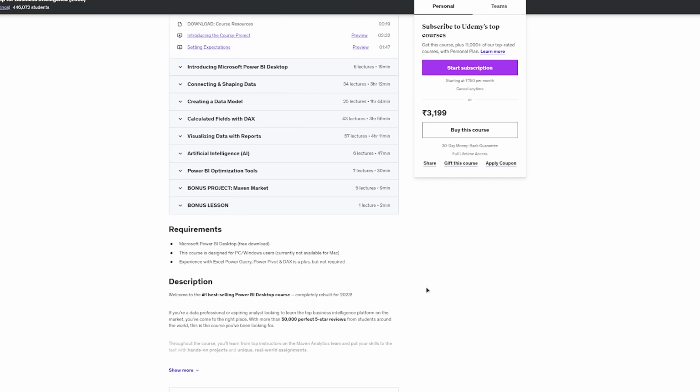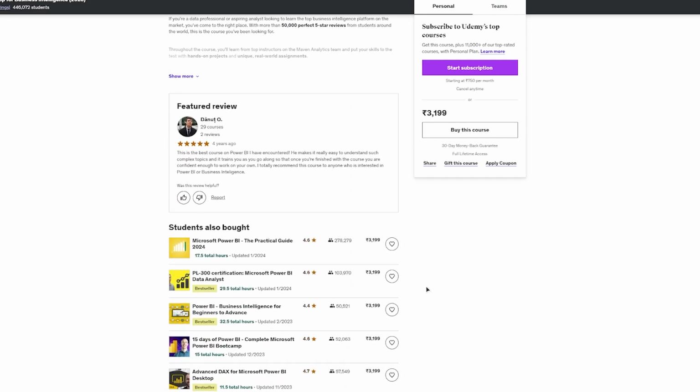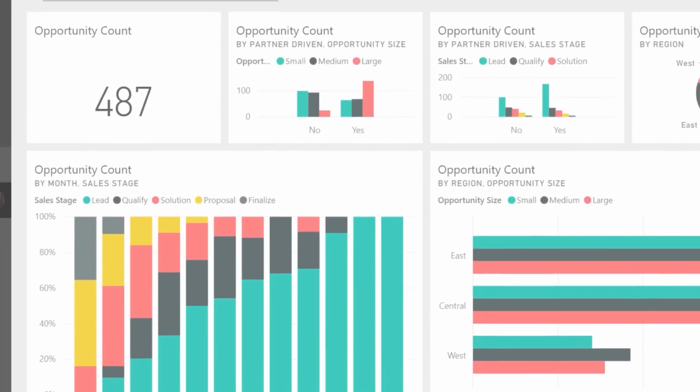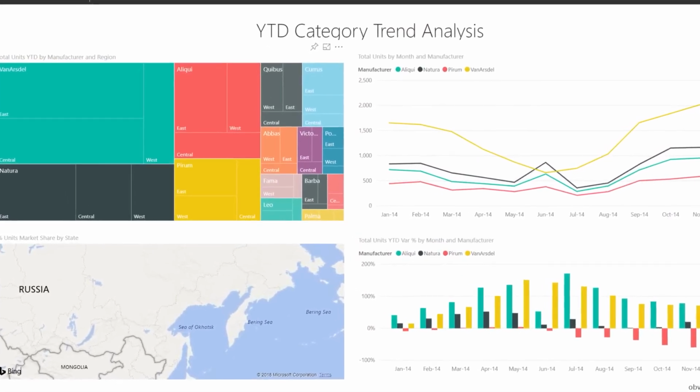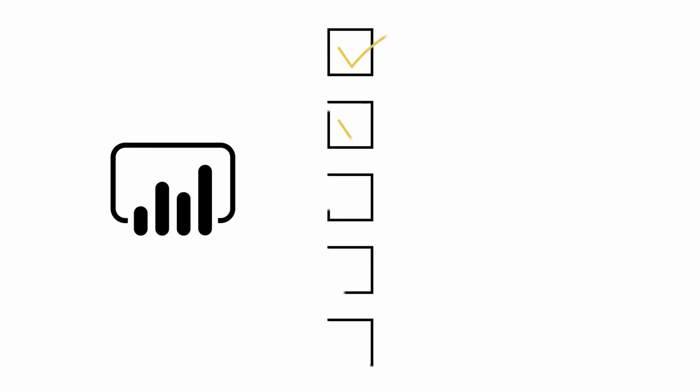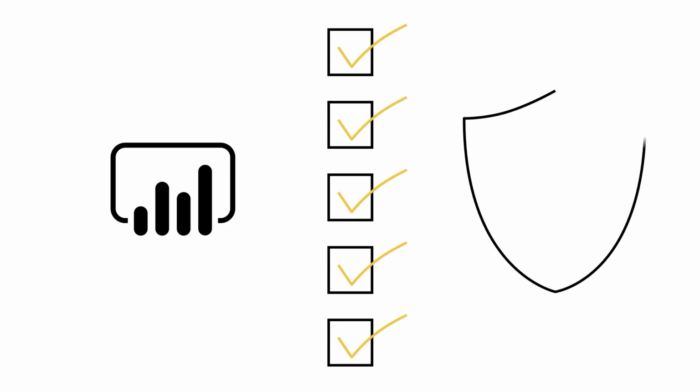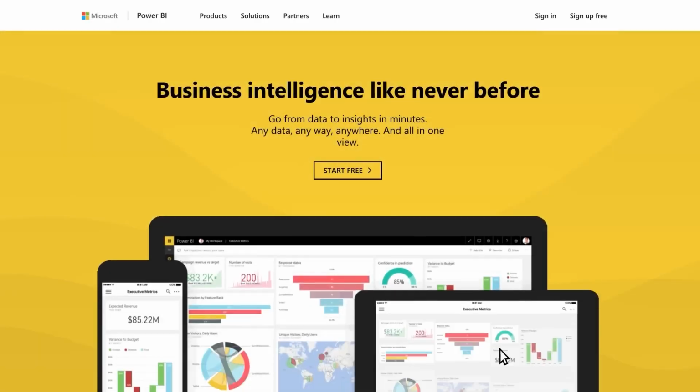Overall, I highly recommend this course to anyone looking to gain a solid understanding of Microsoft Power BI and unlock the power of data visualization and analysis. Remember, data is only as good as the insights you derive from it. With Power BI, you can transform raw data into meaningful visualizations and make informed decisions for your business.